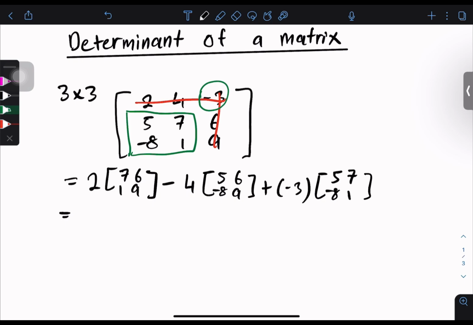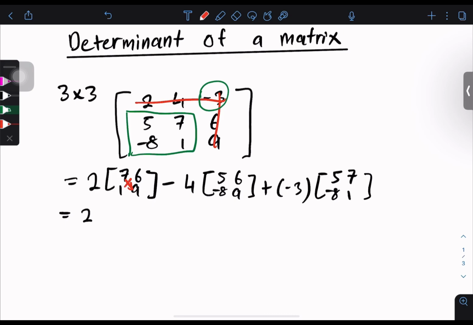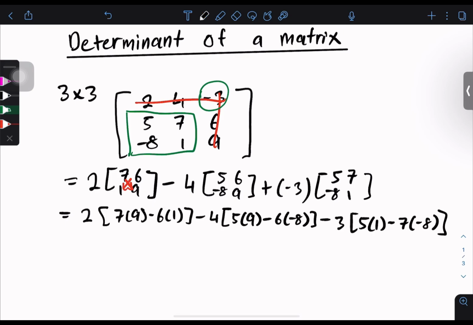From there we apply our previous knowledge on the 2 by 2 matrix, where we cross multiply these numbers. If you do your calculation correctly, you should get negative 441 as the determinant for this 3 by 3 matrix. That's all from me.